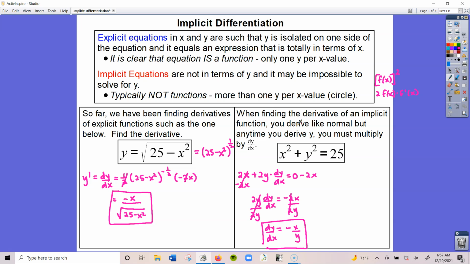So I put here, when finding the derivative of an implicit function, you derive like normal, but anytime you are finding the derivative of y, you must multiply what you get by dy/dx. So let's practice.